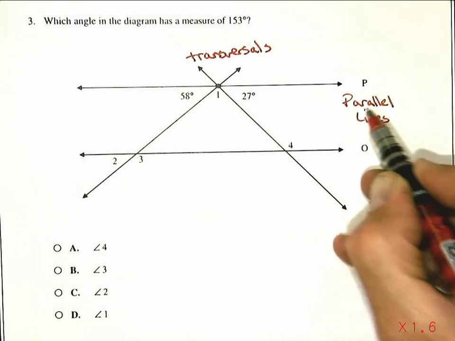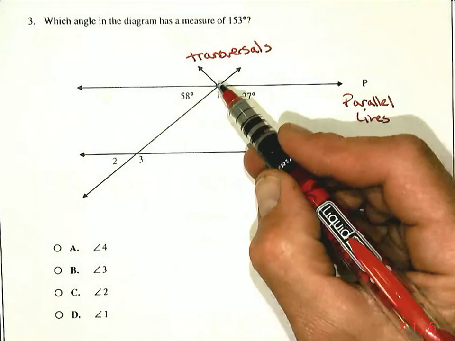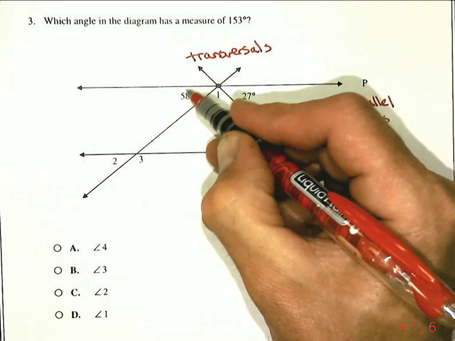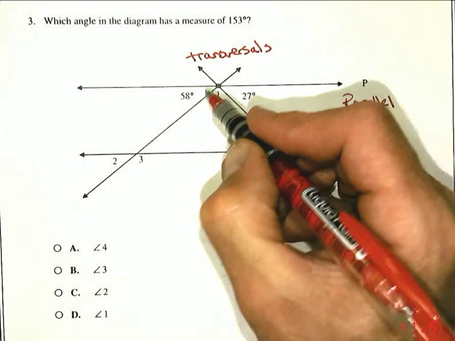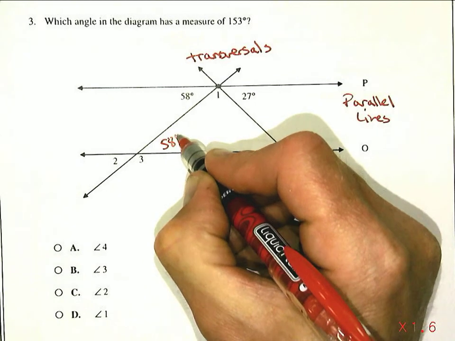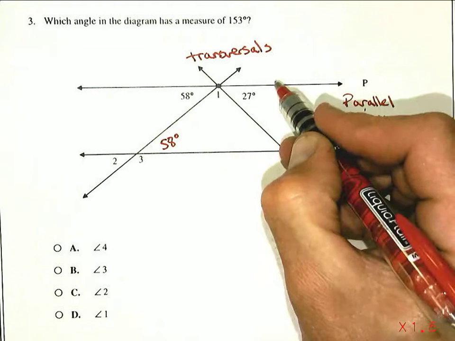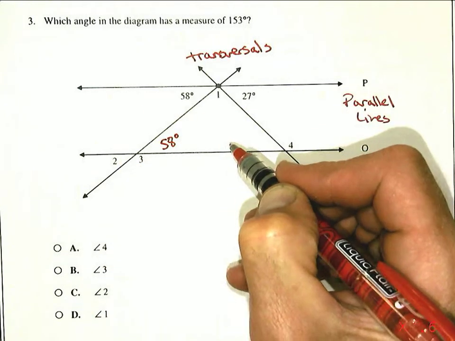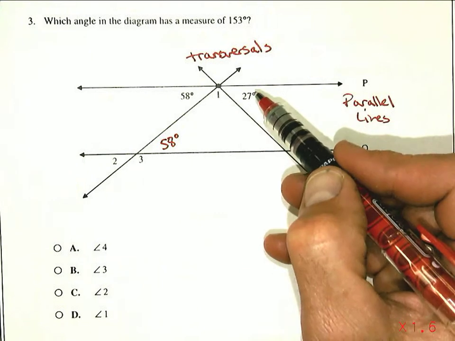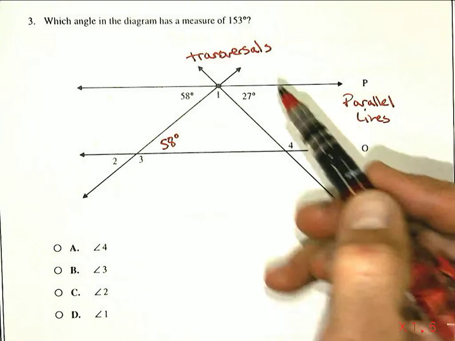And what happens when you have parallel lines cut by transversals, you create all kinds of different angles and angle types. Like this one here, which is 58 degrees, is actually the same size as the angle right in here, which is also 58 degrees. They're called alternate interior angles when you have parallel lines cut by a transversal. Now that's helpful because in this question you're asked to figure out which angle is 153 degrees.